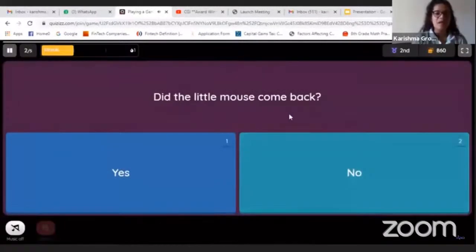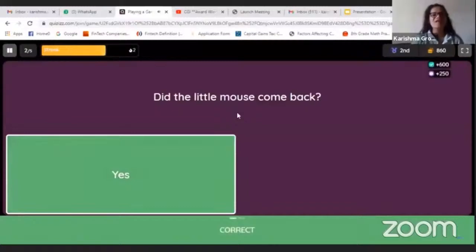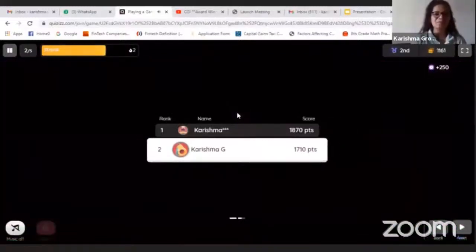Next one. Did the mouse come back? Yes, he did, when he realized that, wait a second, he saved my life twice. So he does not want to eat me. Very good, everyone.